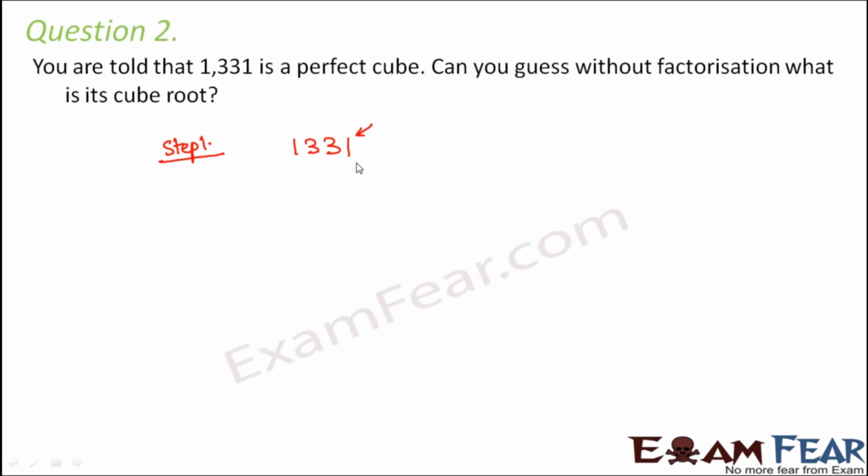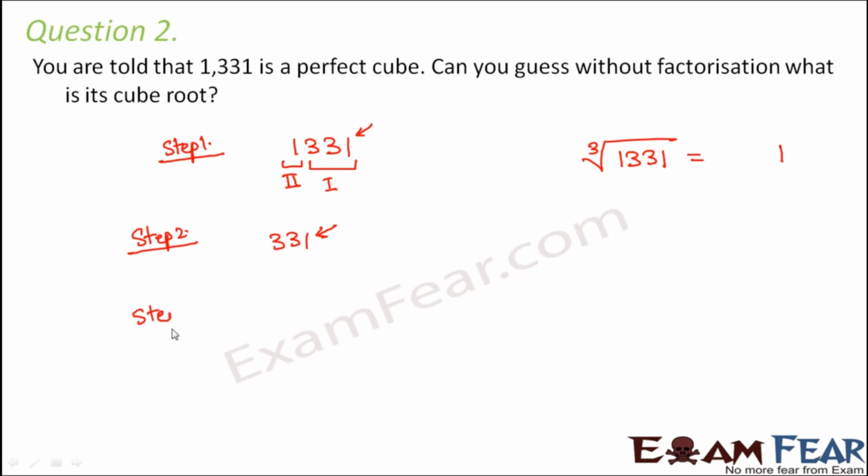So start from this side and divide it into groups of 3. This is your group 1, which has 331, and this is your group 2, which has only 1, because there is nothing more on this side. In step 2, we focus on group 1, which is 331. What is the units digit? The units digit is 1. And the cube of 1 always ends with 1. So when you talk about the cube root of 1331, the resulting units digit would be 1.